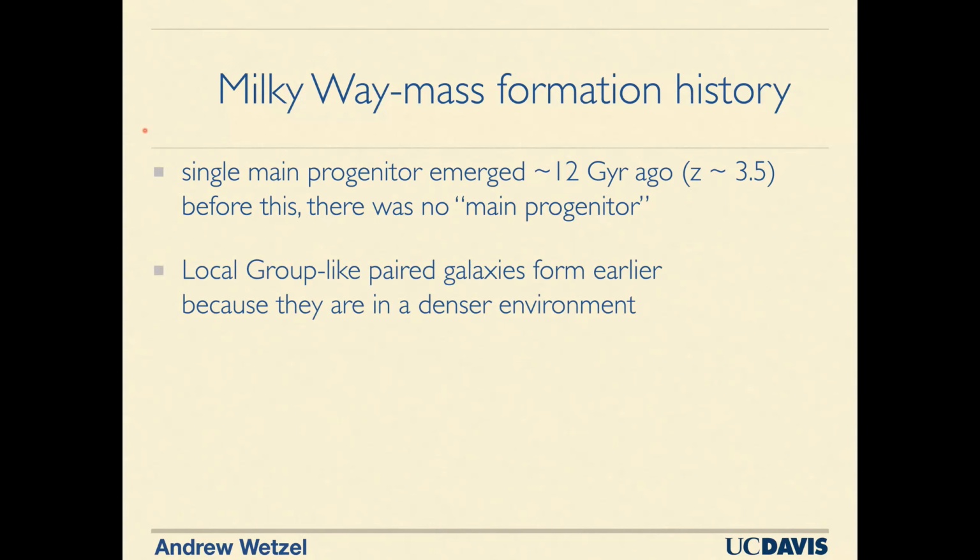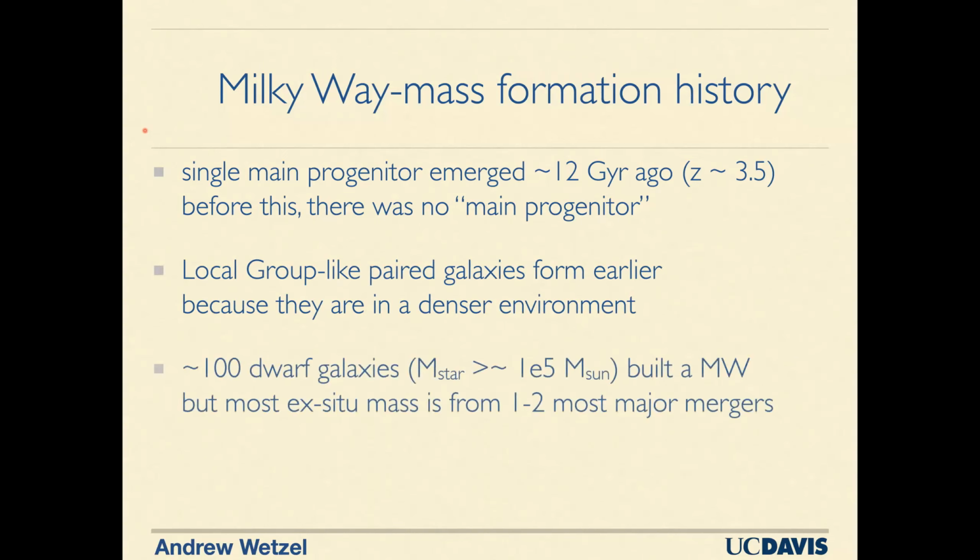The most important difference we see of local group-like systems versus isolated Milky Ways is that the Milky Way mass galaxies in local group-like environments form earlier. They form their stars earlier in the main progenitor. So they're less driven by ex situ star formation at this early epoch.